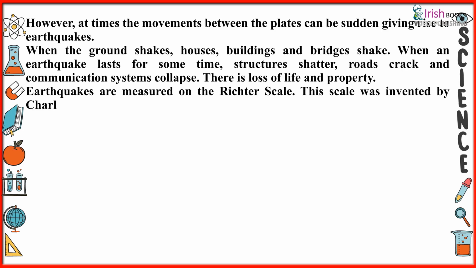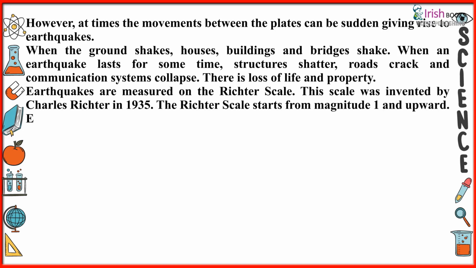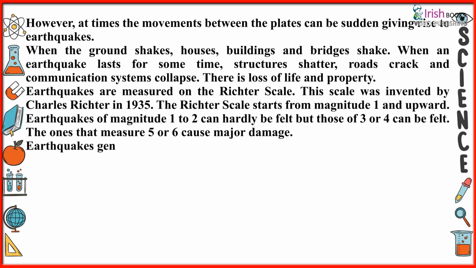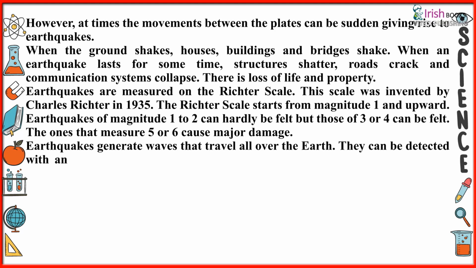Earthquakes are measured on the Richter scale. This scale was invented by Charles Richter in 1935. The Richter scale starts from magnitude 1 and upward. Earthquakes of magnitude 1 to 2 can hardly be felt, but those of 3 and 4 can be felt. The ones that measure 5 or 6 cause major damage.